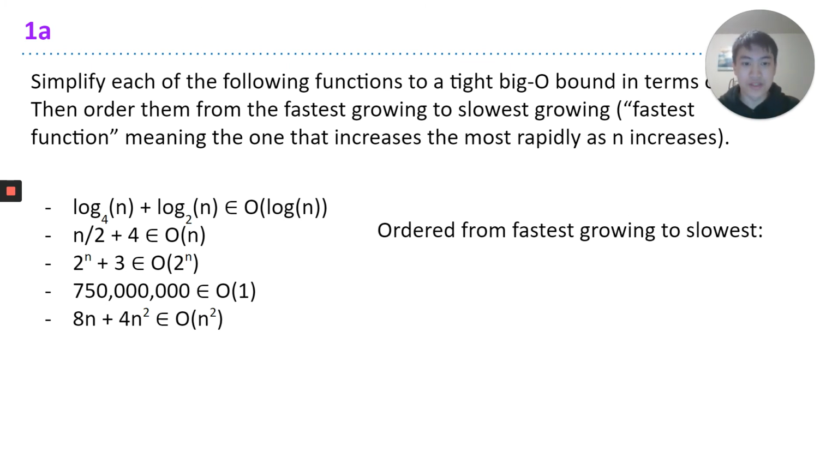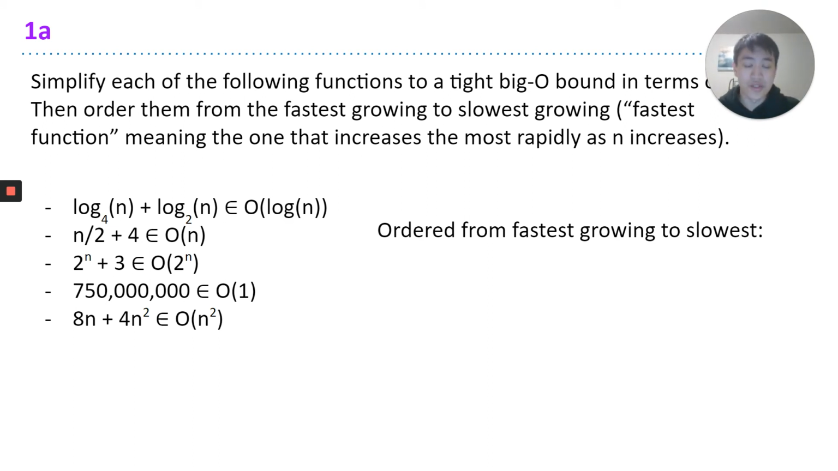All right, so now we're going to be ordering from the fastest growing to the slowest. Now, I want to be specific here. When I say fastest growing, it means that it increases the most as n increases. So in terms of the runtime, it's actually slowest to fastest in terms of the runtime if we would run code with these kinds of complexities.